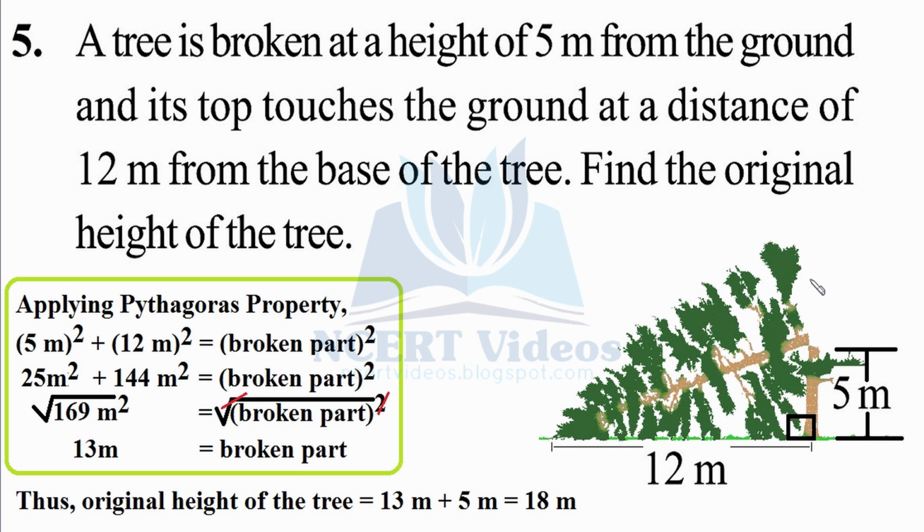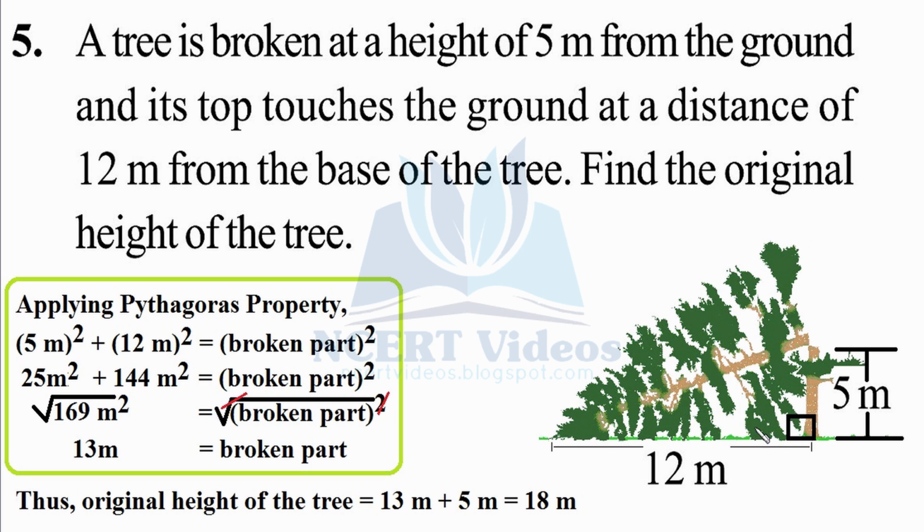So this was your actual tree standing here like this. It broke above 5 meters. That is, this is still erect. This part got cut and that tip touched the ground 12 meters away from its stalk. This is called stalk. The standing part is called stalk of a tree, or a trunk of a tree, you can say. Now we have to find the actual length of this tree.